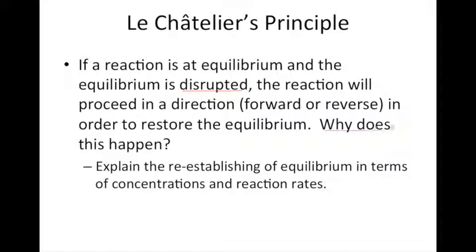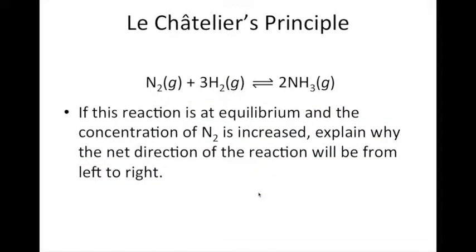So our question here is exactly why does this happen? We want to explain how equilibrium is reestablished in terms of concentrations and reaction rates. So that's our goal here today: explain how equilibrium is reestablished, in terms of concentrations of reactants and products, and reaction rates of forward and reverse reactions.